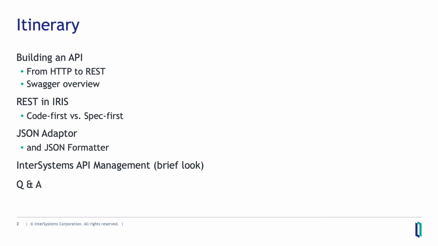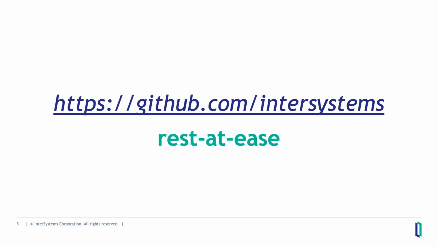There's a little bit about the JSON adapter, a new way to easily transition between your persistent classes and a JSON representation. And then finally, JSON formatter, a pretty printer for JSON strings and streams. We'll take a brief look at the API manager and how it relates to Swagger specs, and then save time at the end for questions. And if you were curious, all the code that I'm going to demonstrate to you today is available on our GitHub page in the REST at Ease repo.